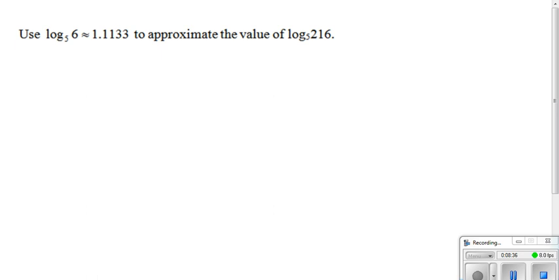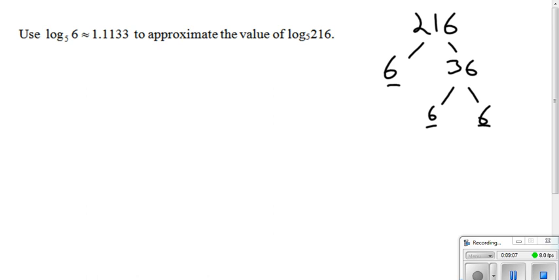And we've got another one here. We're looking at using what we know, that log base 5 of 6 is approximately 1.1133, to approximate the value of log base 5 of 216. Well, again, we don't necessarily need to go all the way down into our prime factorization, but we can break 216 into 6s. So 216 would be 6 times 36, and 36 is 6 times 6. Or we can just say that 216 equals 6 to the third power.